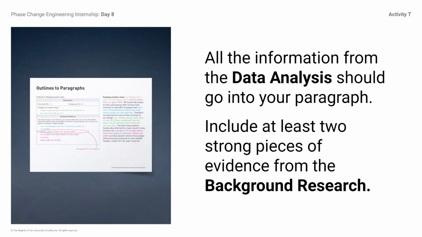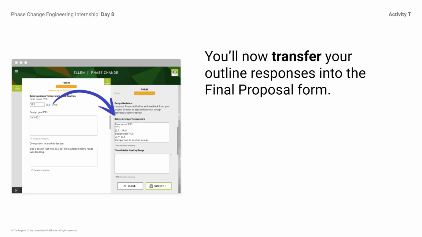All the information from the data analysis should go into your paragraph. Include at least 2 strong pieces of evidence from the background research. If you identified evidence that is not in the appropriate criterion or you decided it wasn't strong enough, you do not need to copy these pieces of evidence to the final proposal form.